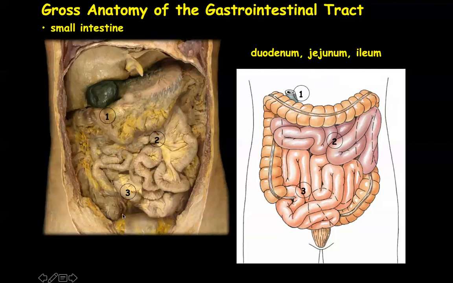And then if you can find the cecum, the first part of the large intestine, then you'll be able to find the end of the small intestine. But everything else you won't be able to tell apart from this gross anatomical view. However, you should be able to tell them apart underneath the microscope by looking at those 4 tunics.